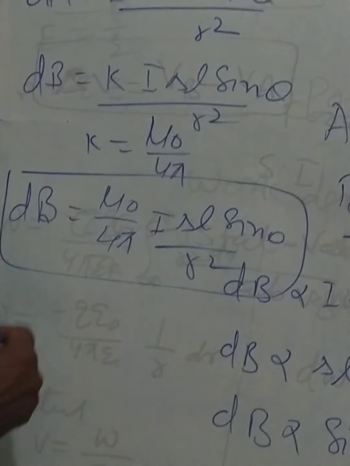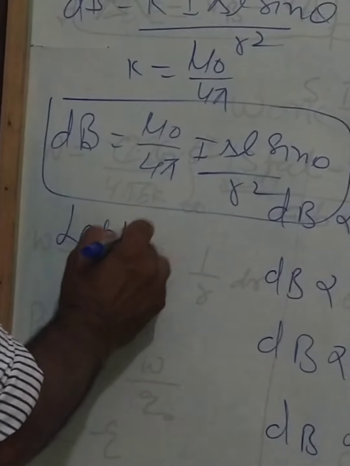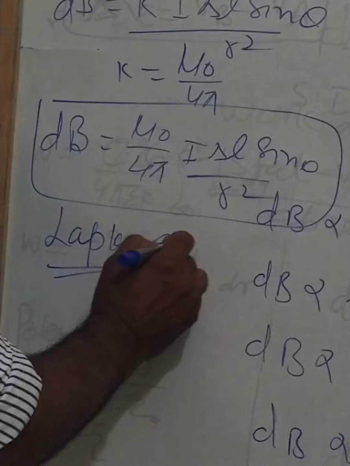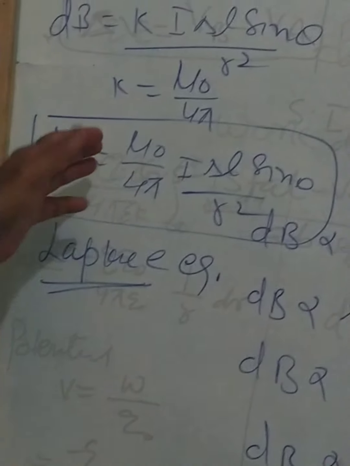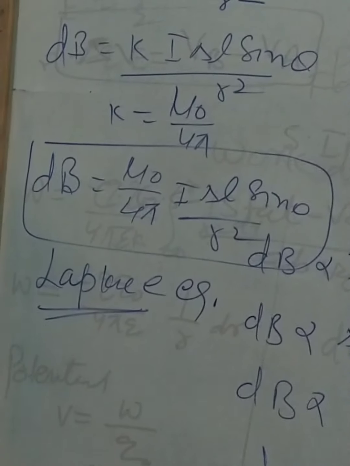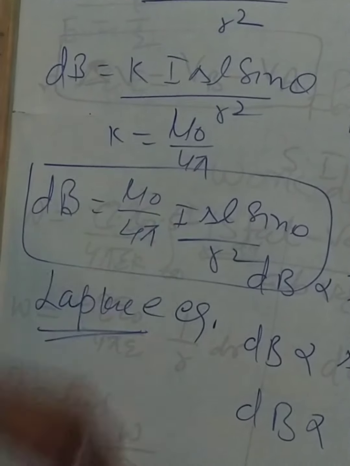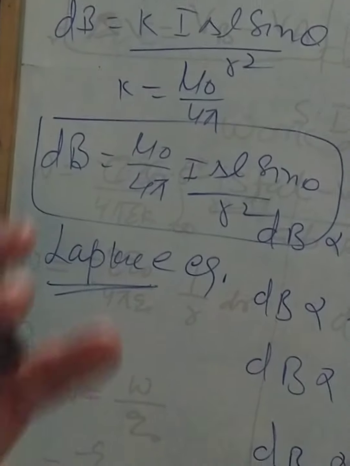It was also explained by Laplace, therefore it is also called the Laplace equation, where k is a constant.